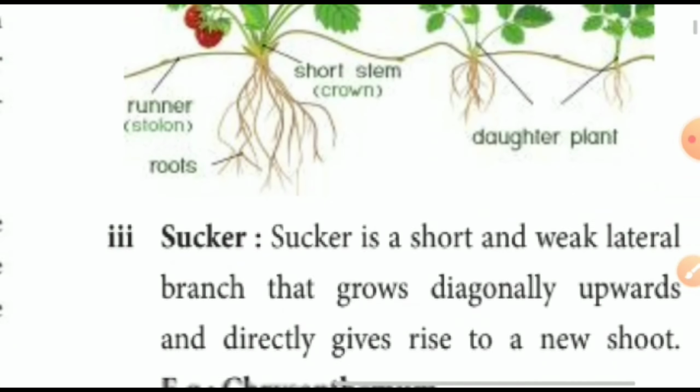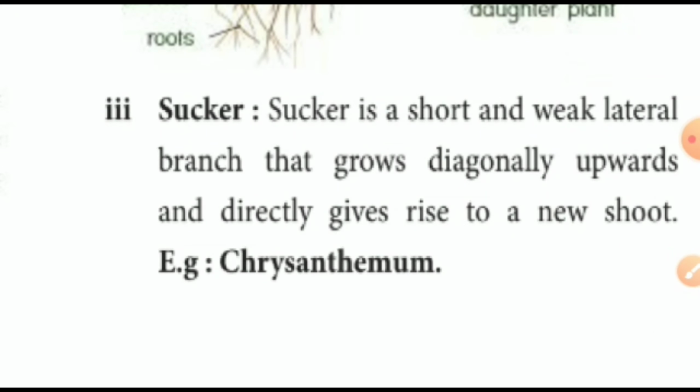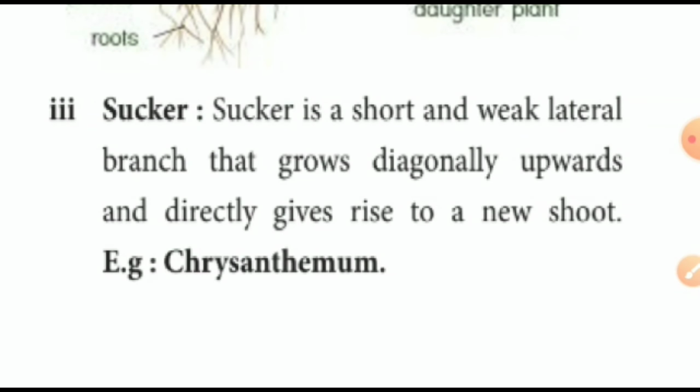Next, sucker. Give an example. Chrysanthemum. Give an example for sucker: chrysanthemum. How does it grow? How does it produce a new individual? It is a short and weak lateral branch that grows diagonally upwards and directly gives rise to a new shoot.